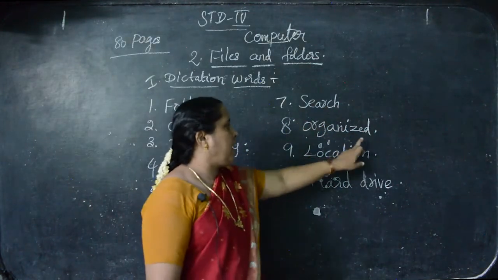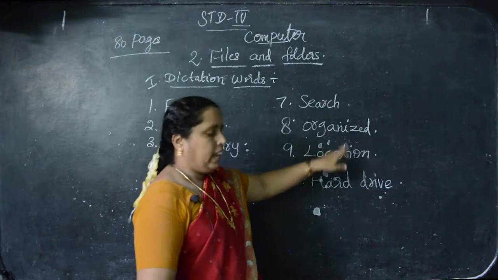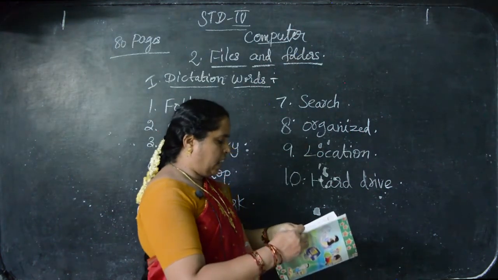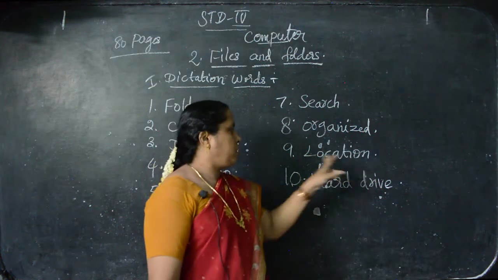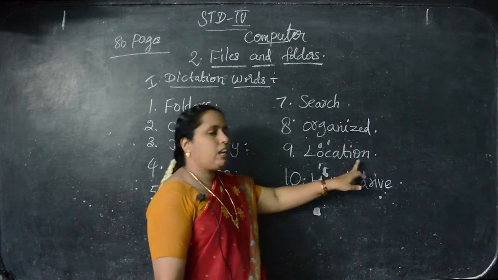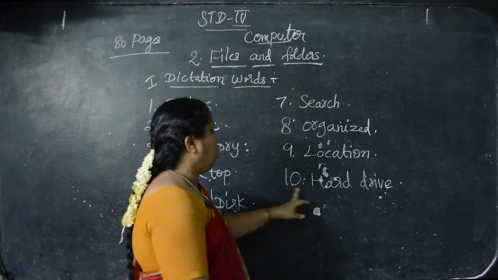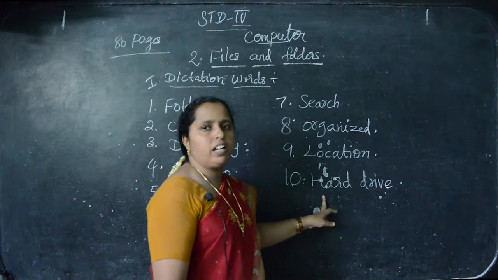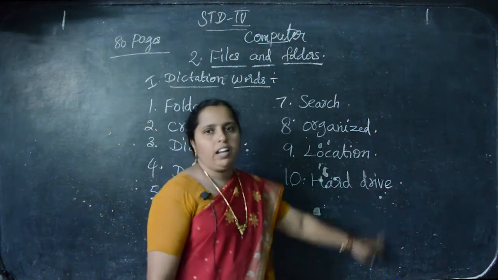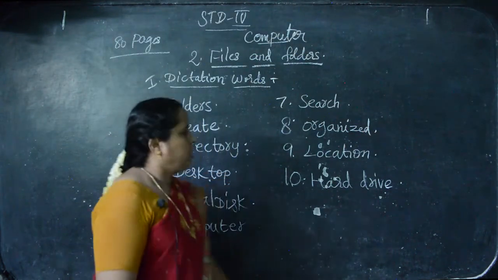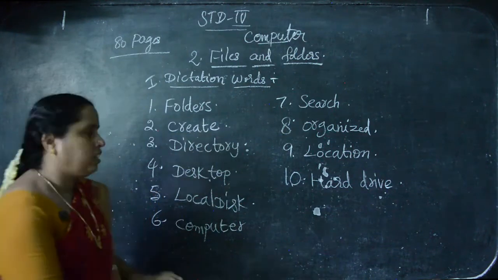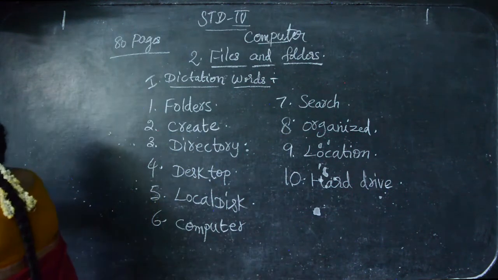Eighth one, organized, O-R-G-A-N-I-Z-E-D, organized. Ninth one, location, L-O-C-A-T-I-O-N, location. Tenth one, hard drive, H-A-R-D, hard, D-R-I-V-E, drive, hard drive. Okay, have you all finished this one, children? Okay, we will continue then.